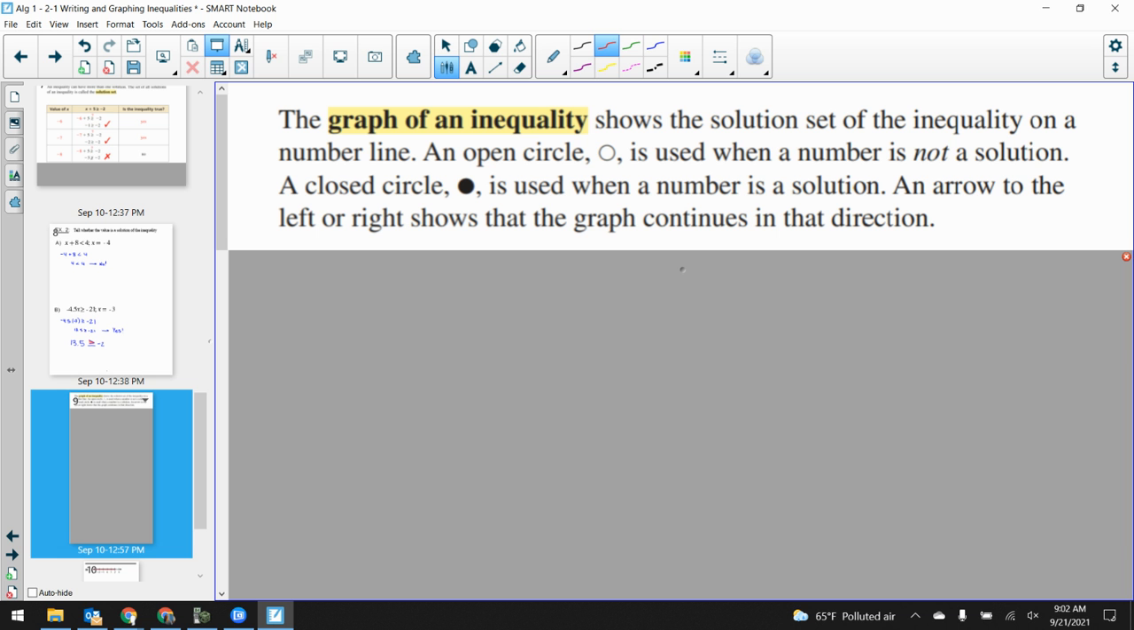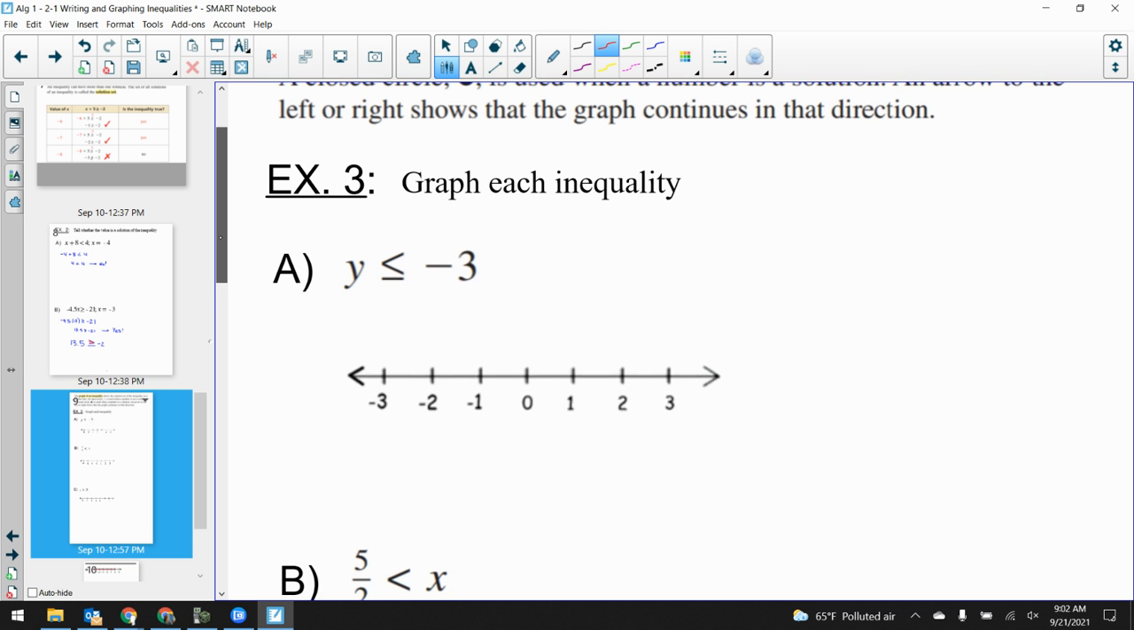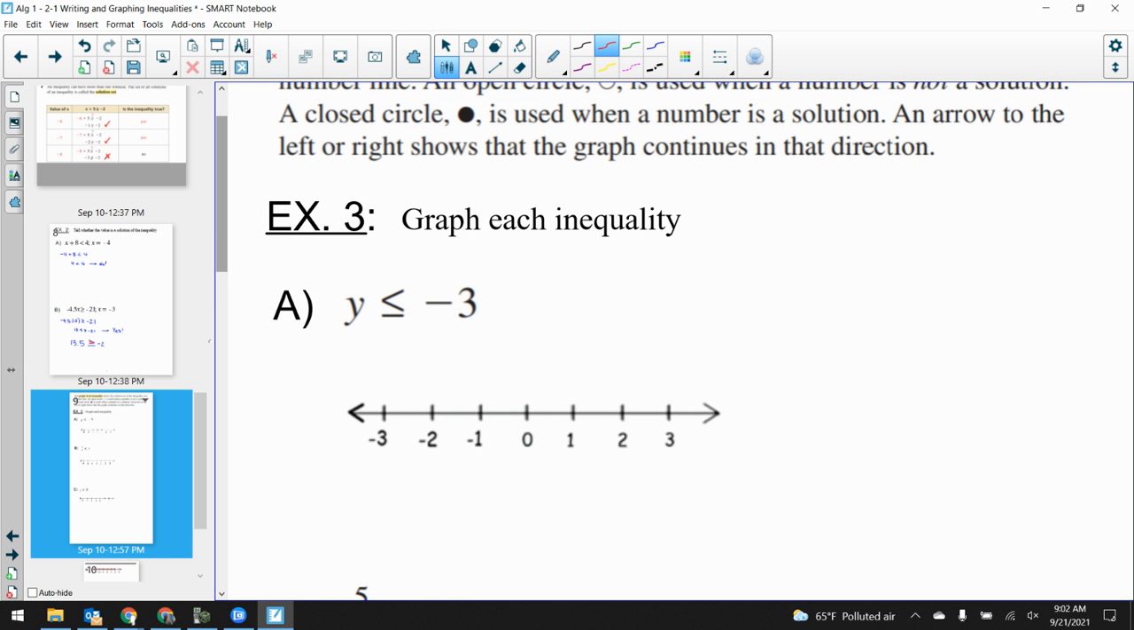Like, if it's x is greater than 4, where 4 is not the solution, then I have to have an open circle at 4. But if I change it to x is greater than or equal to 4, that's when I would close that circle up. That means the solution includes that number. So let's graph y is less than or equal to -3. Here's what we have to decide. We have to put the dot where it should go. We have to decide whether it's open or closed. Then we have to decide whether it goes left or right.